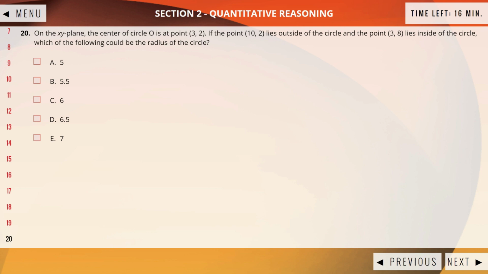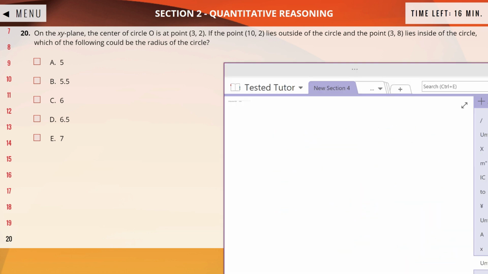On the xy plane, the center of circle O is at (3, 2). If the point (10, 2) lies outside of the circle... Okay, this is a nice little question. I've seen these kind of ones before. So the circle is at (3, 2), the center of the circle. And then they're saying point (10, 2), which is just horizontally across, is outside of the circle. What are they telling you here? They're telling you that, which could be like a radius if you imagine this being the circle, is, well, what is that length? From 3 to 10, that's 7.